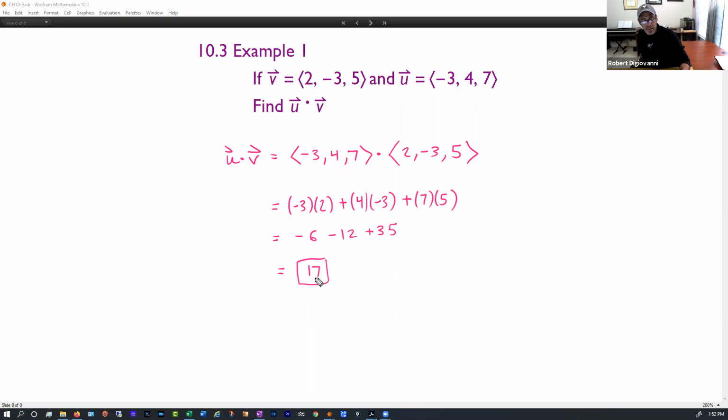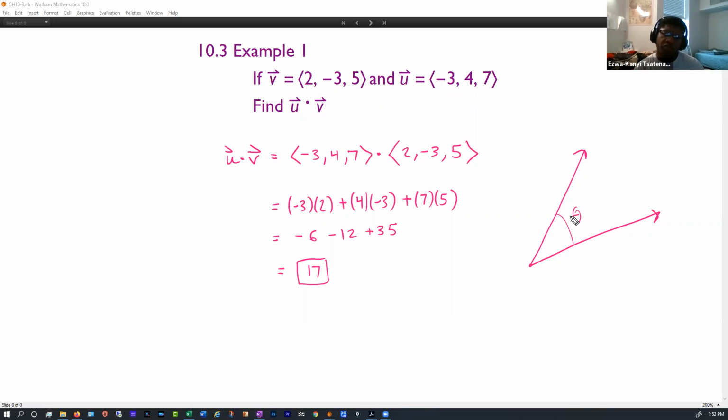Right now, because this answer is 17, I know that if I were to take both vectors and attach them tail to tail, that angle between them, I can say is something because of this answer. You can say it's acute. Good.